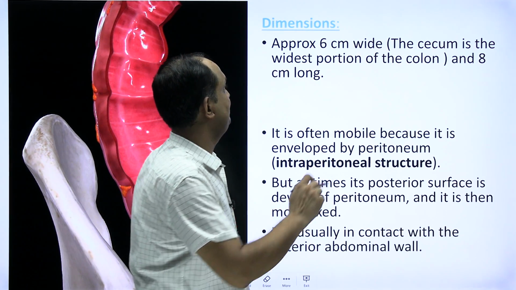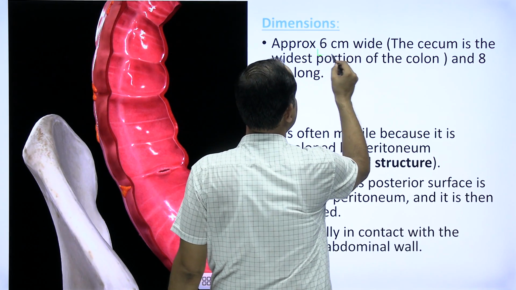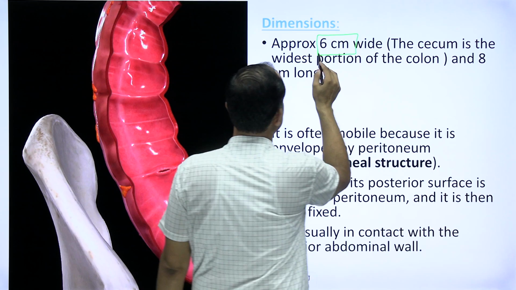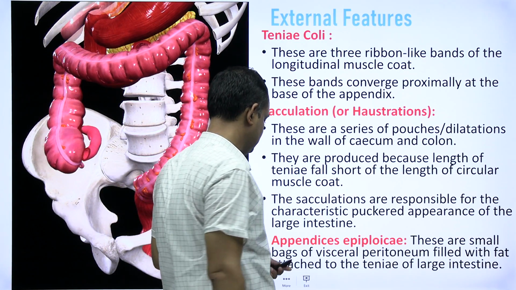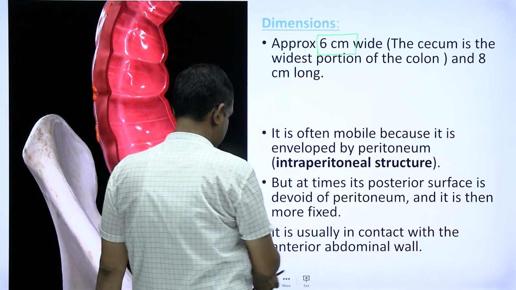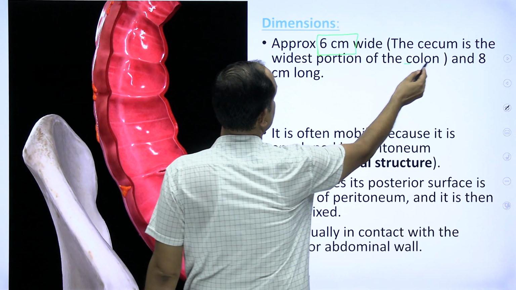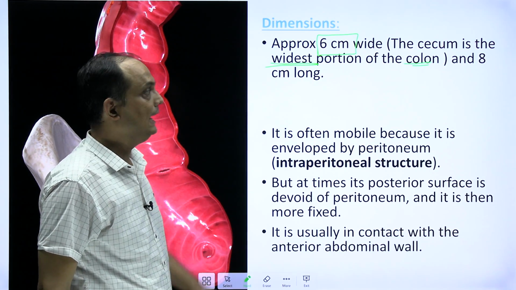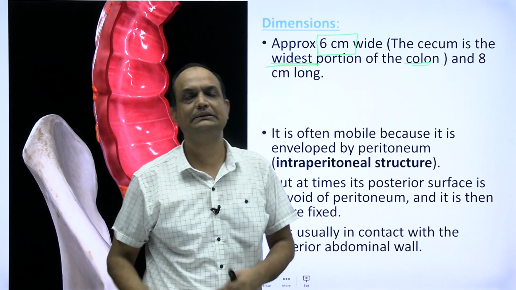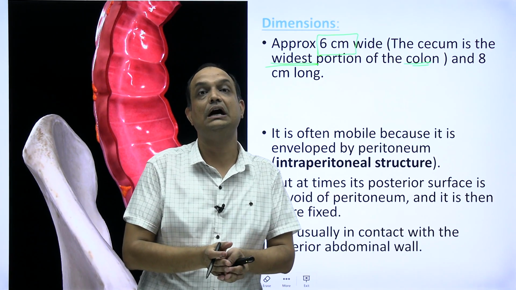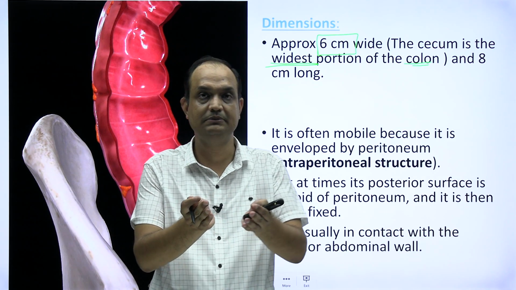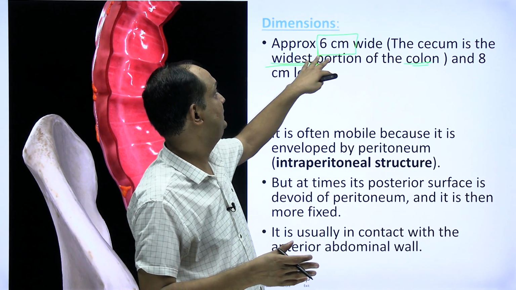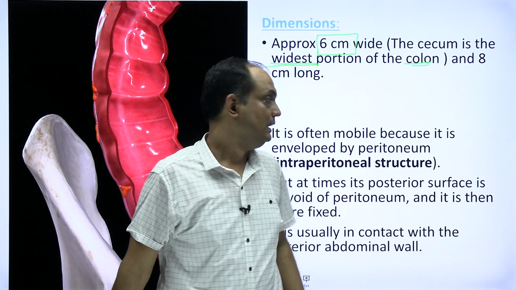Now, what are the dimensions of the cecum? The cecum is approximately 6 centimeters wide. So this is the question: which is the widest portion of the colon? The answer is cecum. Clear? And it is roughly around 8 centimeters long. When you see the large intestine, you will find that the cecum is quite a broad area, 6 centimeters in width.